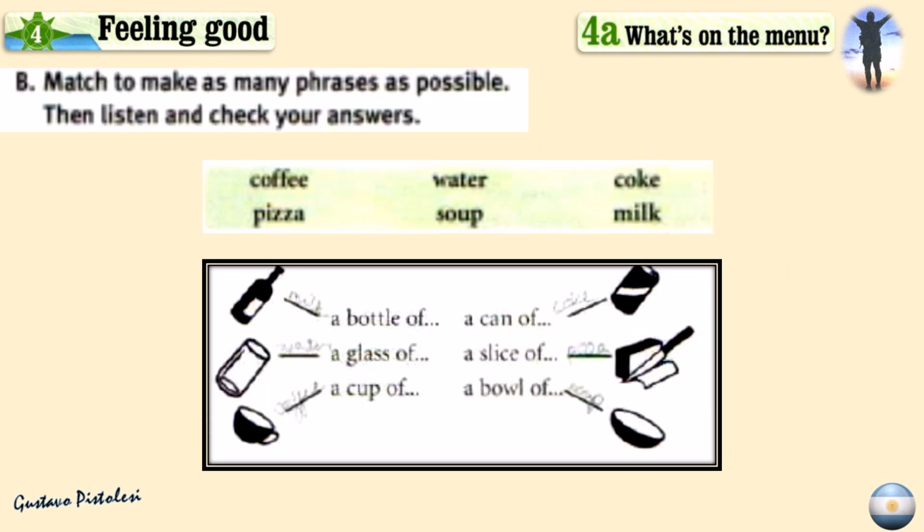B. Match to make as many phrases as possible. Then listen and check your answers. A bottle of water, milk or Coke. A glass of water, Coke or milk. A cup of coffee. A can of Coke or soup. A slice of pizza. A bowl of soup.